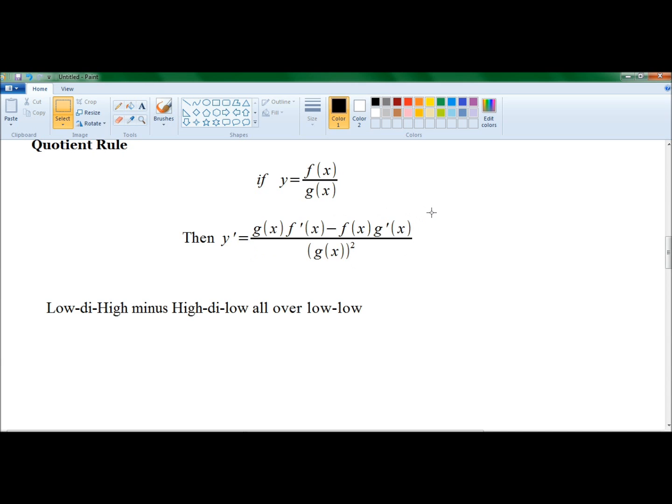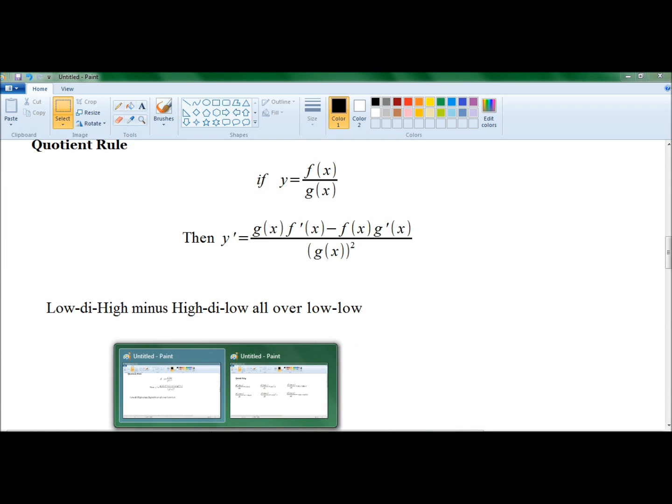So hopefully you don't need an example for this, but I realize this is somewhat hard to remember. My teacher personally gave me a way to remember this, and this is low d high. So the denominator times the derivative of the numerator, so g of x times f prime of x, minus high d low, so f of x times g prime of x, all over low low, or g of x squared.